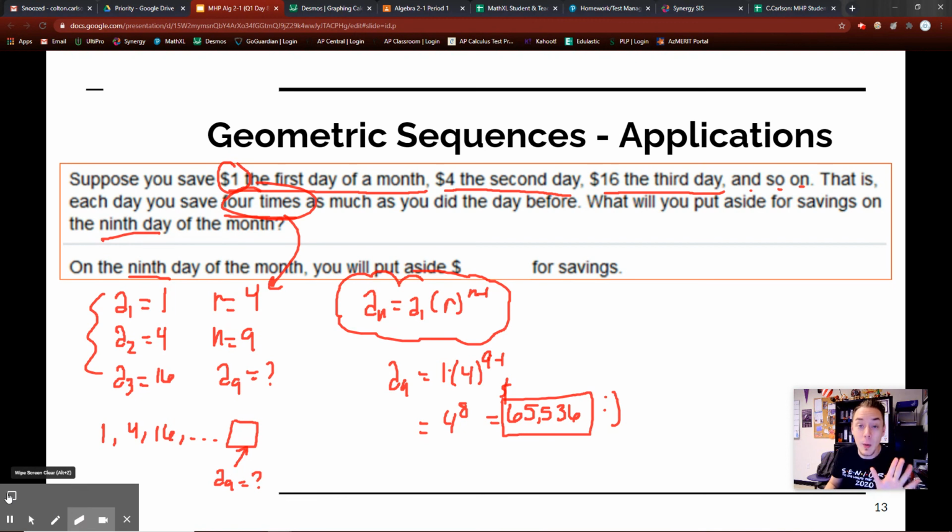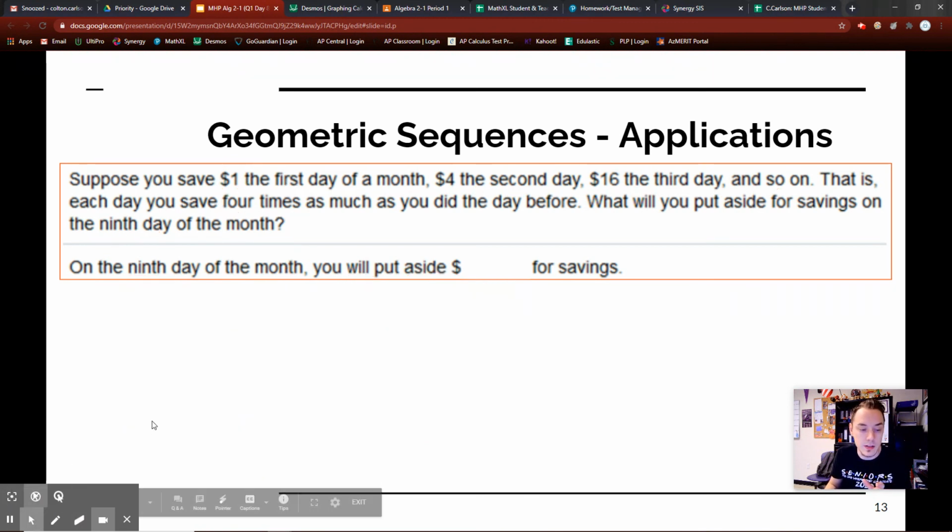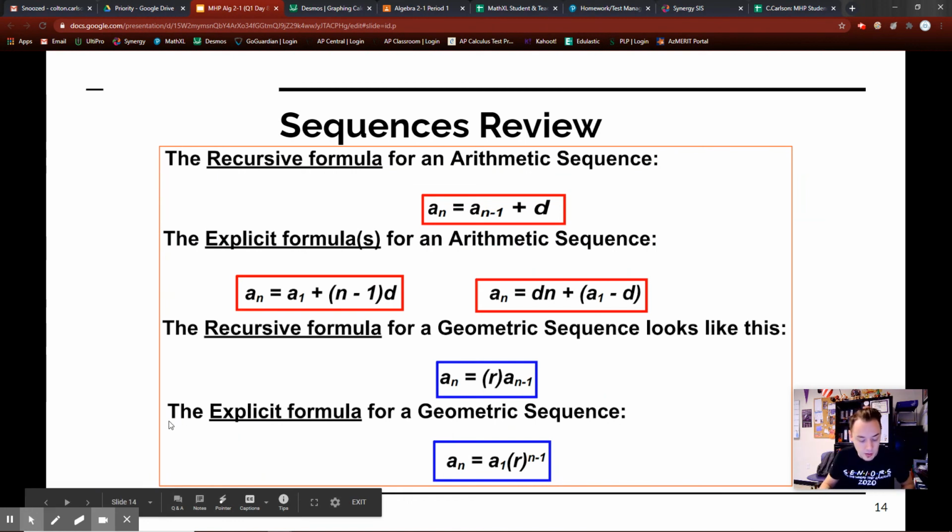Let's erase. I hope that makes sense. Remember, this will probably be on the homework quiz for you. All right, so I think that's all I have. Here's the summary, the sequences review. We've learned a lot about arithmetic sequences. We've learned a lot about geometric.